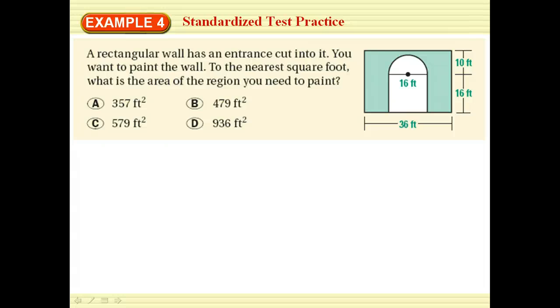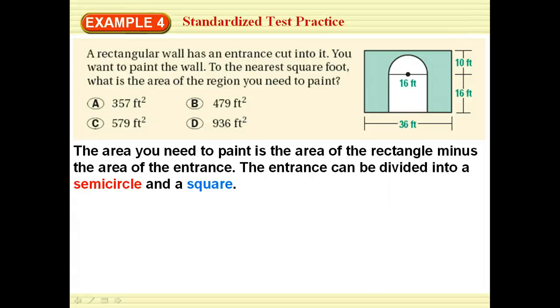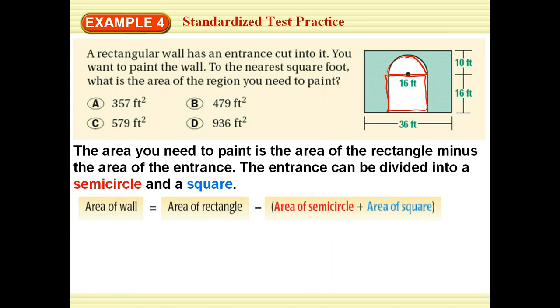Okay, let's put some of this together. We have a rectangular wall that has an entrance cut into it, as seen, and we want to know, to the nearest foot, the area of this part of the wall that we're going to paint. So what we'll need to paint is the big rectangle, the whole wall, minus the entrance. The entrance can be divided into a square, which is seen right here, and a semicircle, which is right here. So the area of the wall is the area of the rectangle minus the cutout area.